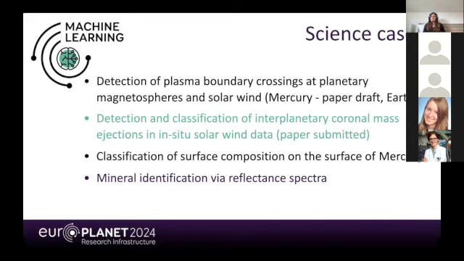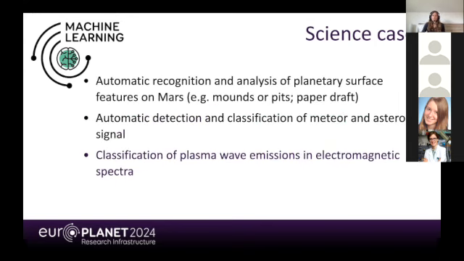Then, as I briefly mentioned, Hannah will talk about her work in our work package, which is about the automatic detection and classification of ICMEs in solar wind data. Here, the paper is ready to be submitted. Then we have also a science case about the classification of the surface composition on Mercury, or to identify minerals in reflectance spectra.